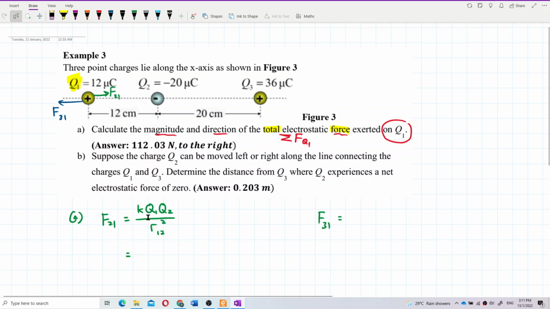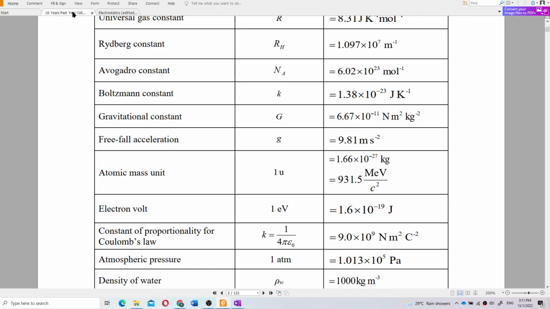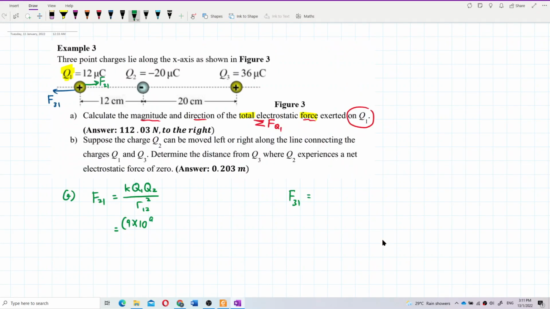Now k we already know is a constant value. We can find it from the list of constants. The value is 9 times 10 to the power 9. And then Q1 is a positive charge, in micro, so we need to change to SI unit. Micro is 10 to the power negative 6 Coulomb. And then Q2 is a negative charge.